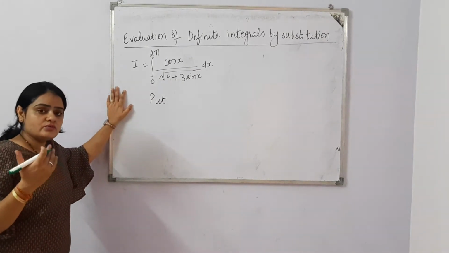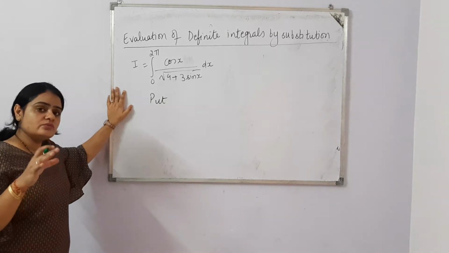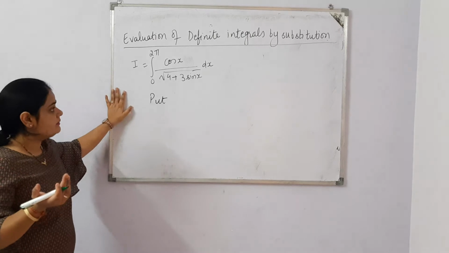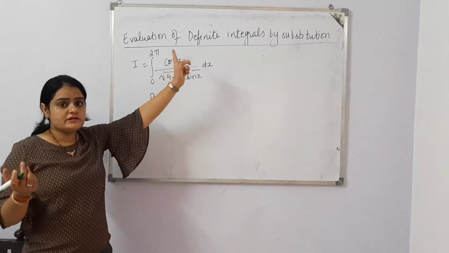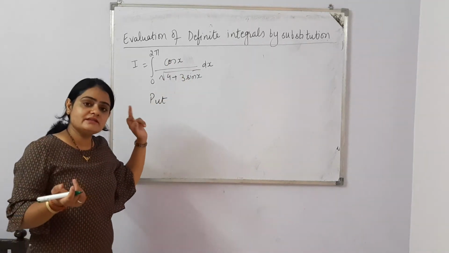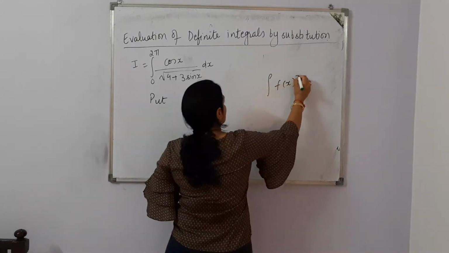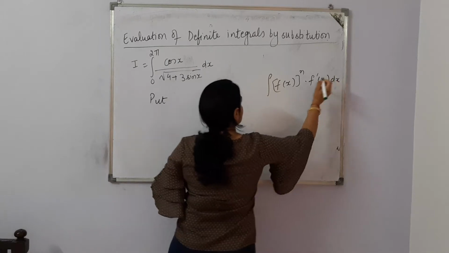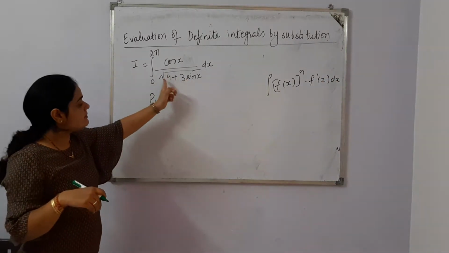If you want to do the substitution, then do. If you don't want to do the substitution, then it's up to you. You can directly apply the formula. But here this function should go in the numerator because its power is 1 by 2. So here the formula will be applicable: integration of f(x) whole raised to power n and its derivative. This formula will be applicable here because the function's power is 1 by 2.